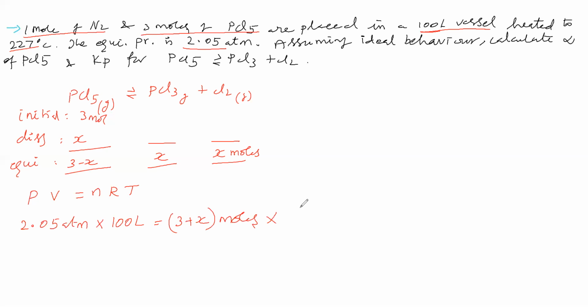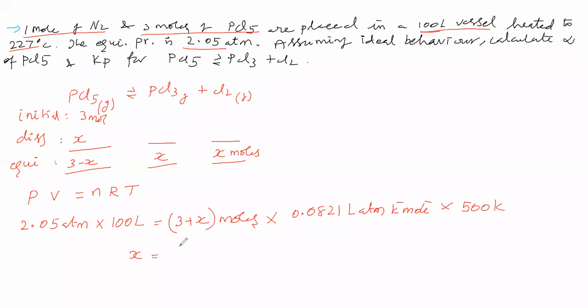Then capital R is the universal gas constant, which is 0.0821 liter atmosphere per Kelvin per mole. Then temperature is given as 227 degrees Celsius, which we convert into Kelvin. That means 500 Kelvin. By simplifying this, we can get x.